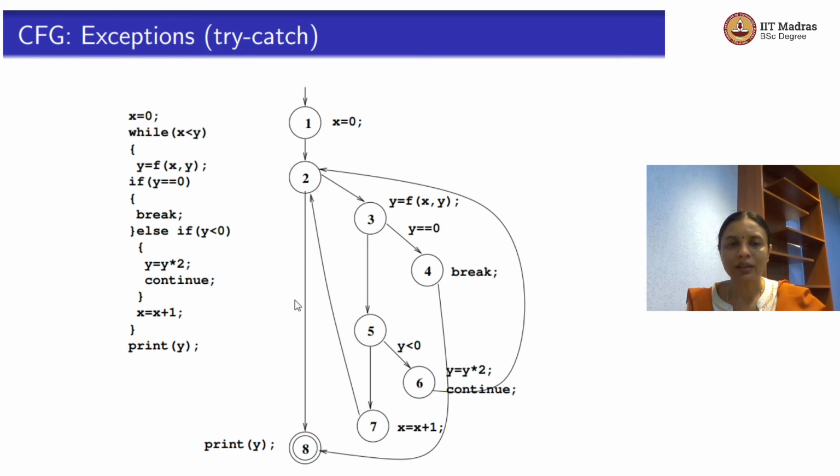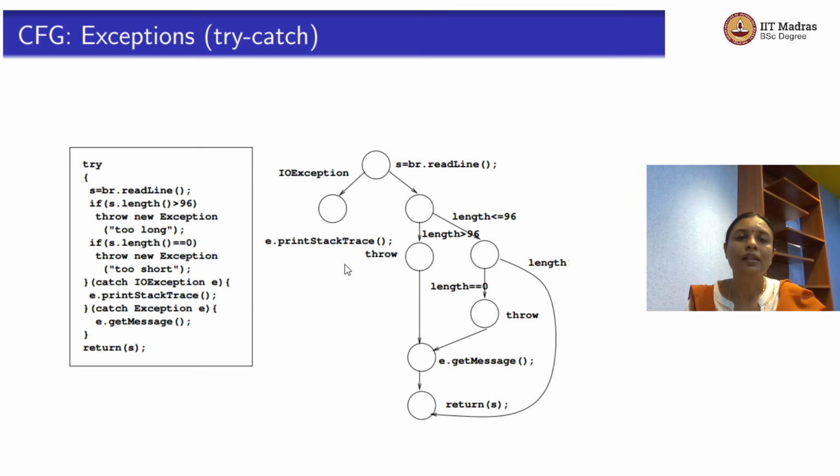So is this clear? This is how I manually generate CFGs, or you can use IDEs to generate CFGs corresponding to code. So a few more examples. I'm sure all of you are familiar with Java. Suppose I had a try-catch exception whose code looked like this, then the CFG for that is given on the right.